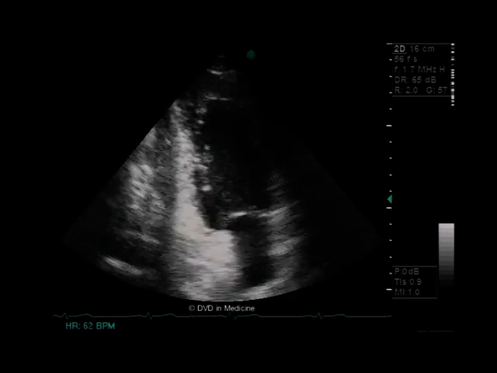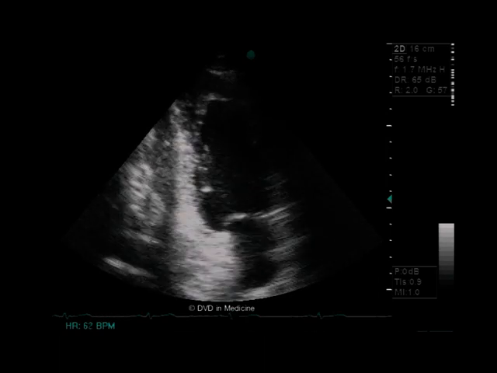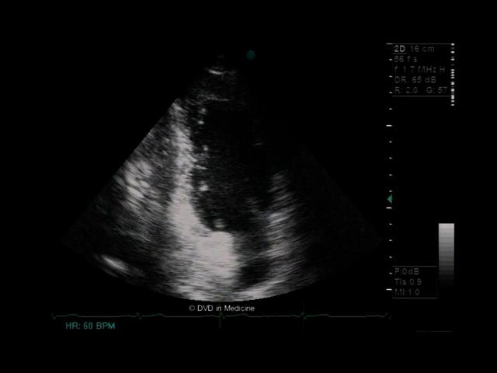Using the cineloop, one finds the maximal left ventricular diastolic dimension. By activating the appropriate program, one performs manual tracing of endocardial borders. One determines the long axis of the left ventricle in diastole.